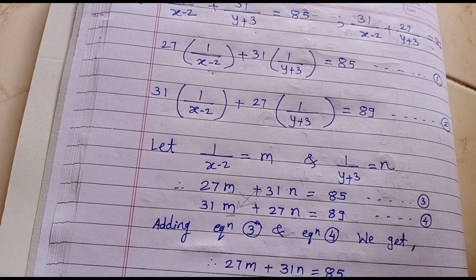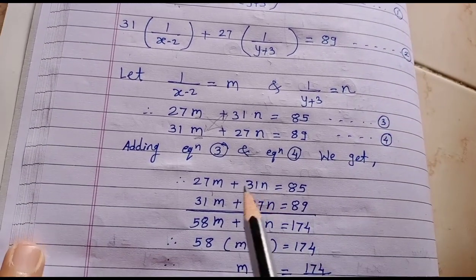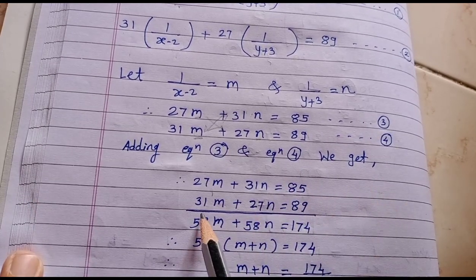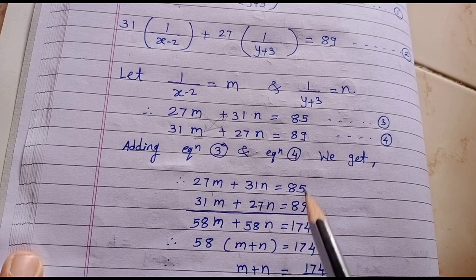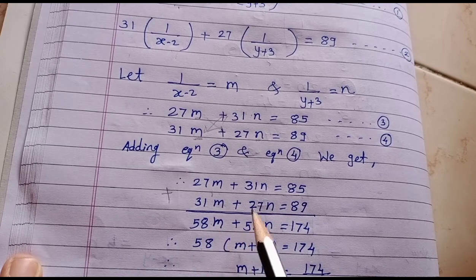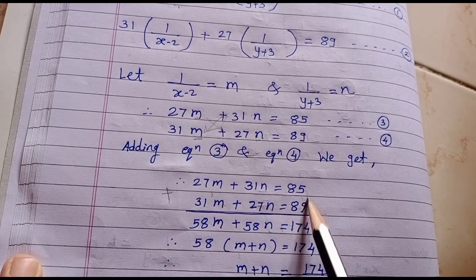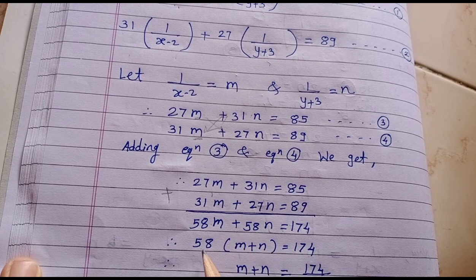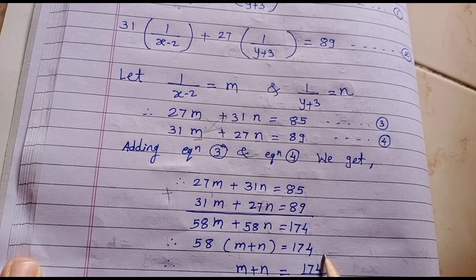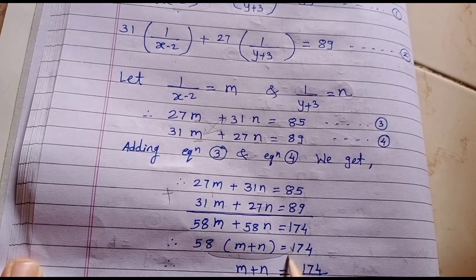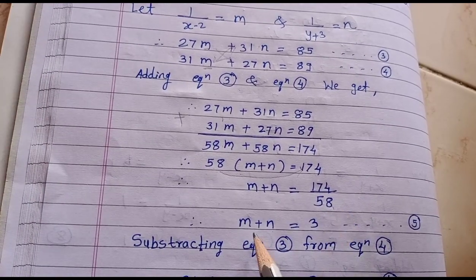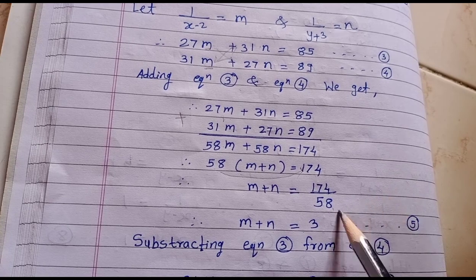So adding equations third and fourth, we get 27m plus 31n is equal to 85, the third equation, and 31m plus 27n is equal to 89, that is your fourth equation. So adding these: 58m plus 58n is equal to 174. First I take 58 common: 58 into bracket m plus n is equal to 174. Then 58 multiply becomes divide, so m plus n is equal to 174 upon 58.